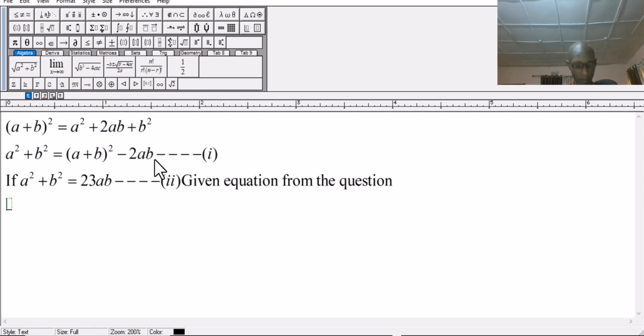So from one, we can say that a squared plus b squared is the same thing as (a plus b) all squared minus 2ab, everything equals 23ab. We can affirm that, because we have been given that a squared plus b squared is equal to 23ab, and we know that a squared plus b squared is the same thing as (a plus b) all squared minus 2ab. So that we can now move forward from what we are given.